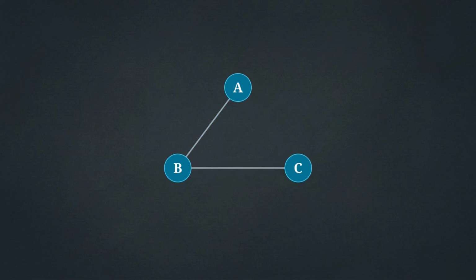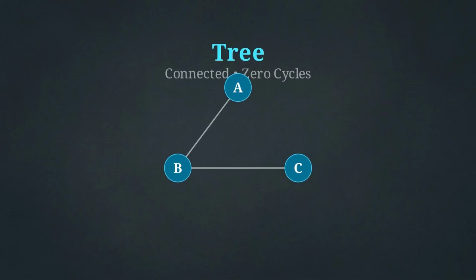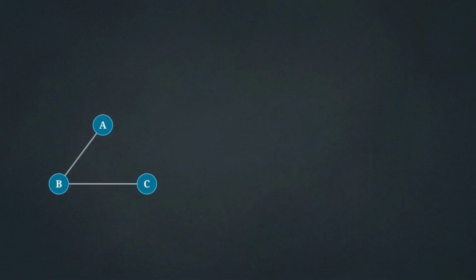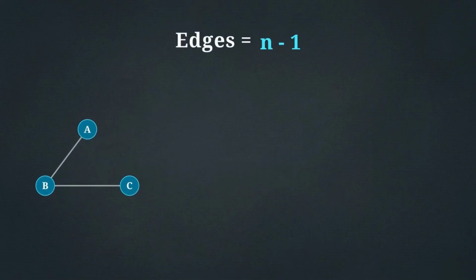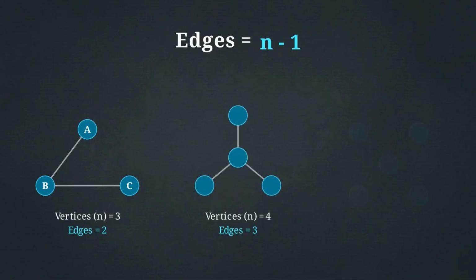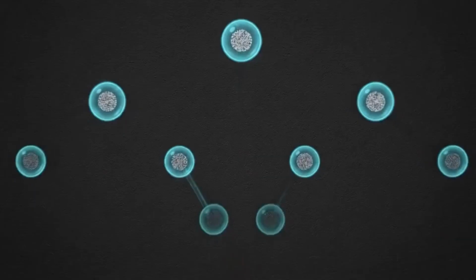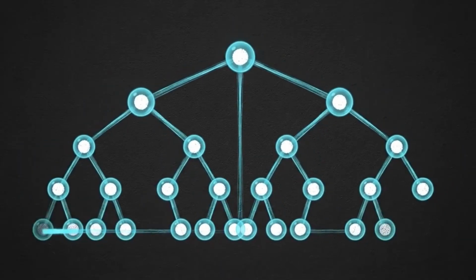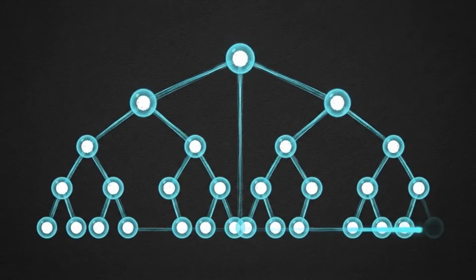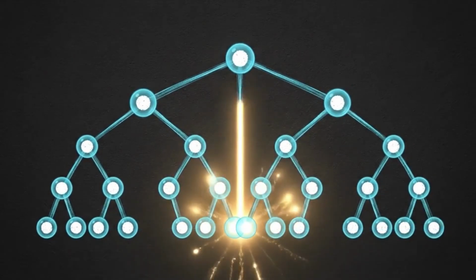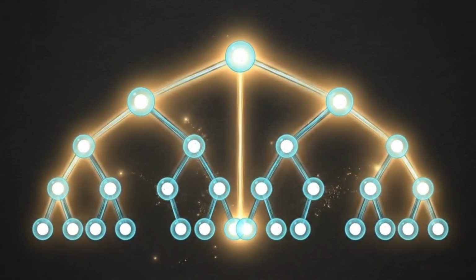Watch what happens when we break that cycle. We change the structure's classification. We now have a tree, a connected graph with 0 cycles. This chart highlights a strict law. A tree with n vertices always contains exactly n-1 edges. 4 vertices require 3 edges. 5 vertices require 4 edges. Any structure that qualifies as a tree has achieved maximum structural efficiency. It uses the absolute minimum number of edges to maintain connectivity.